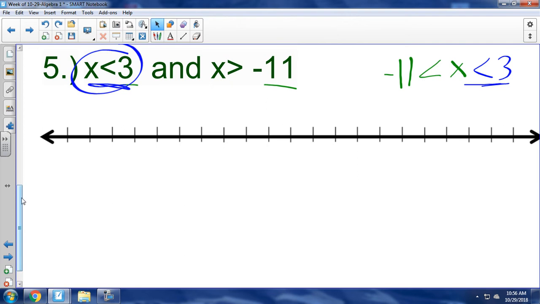And now we want to graph this. Let's just graph it all in one fell swoop, as I like to say. So negative 11, 10, 9, 8, 7, 6, 5, 4, 3, 2, 1, 0, I think is here. 1, 2, 3, so here.